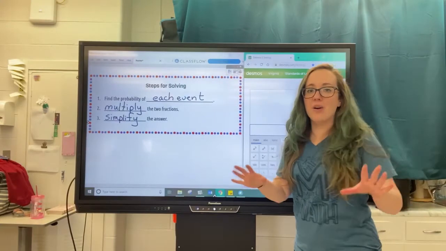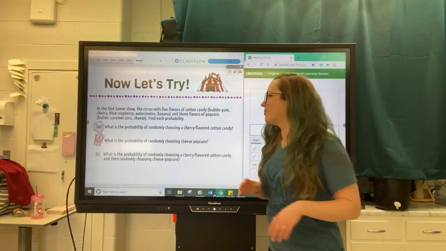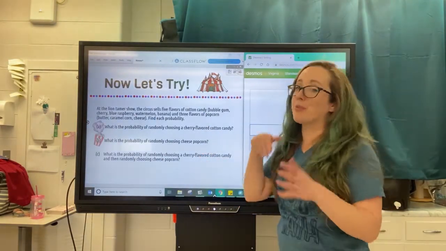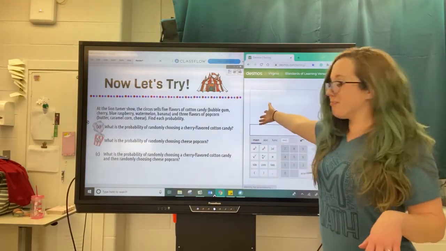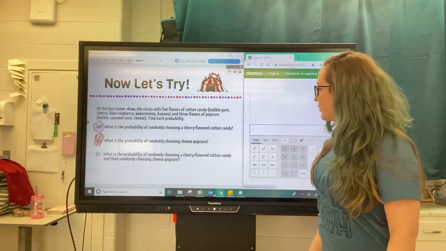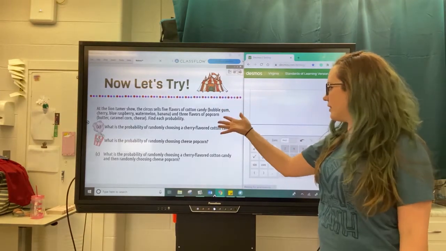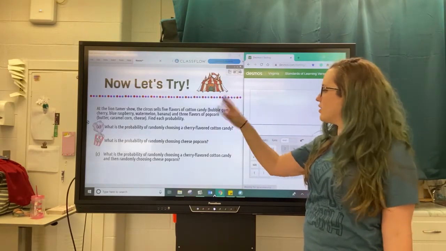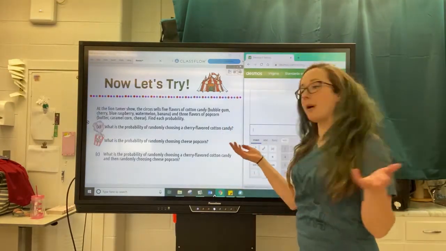All right, guys. So now we are going to solve some 8th grade level probability. Okay, well, to be fair, we're actually going to do a little bit of review of simple probability, and then we'll throw in some 8th grade probability. All right, so let's read. It says, at the Lion Tamer show, the circus sells 5 flavors of cotton candy: bubblegum, cherry, blue raspberry, watermelon, banana, and 3 flavors of popcorn: butter, caramel corn, and cheese. And then we've got 3 questions to answer about cotton candy and popcorn.